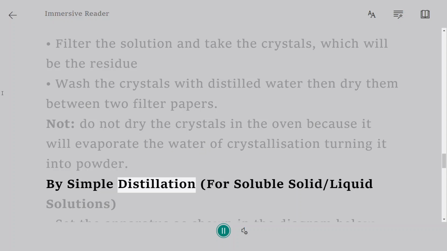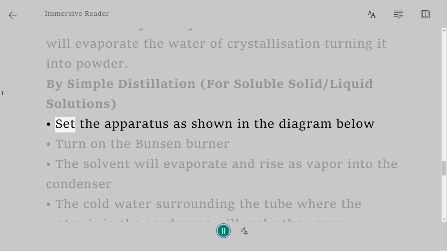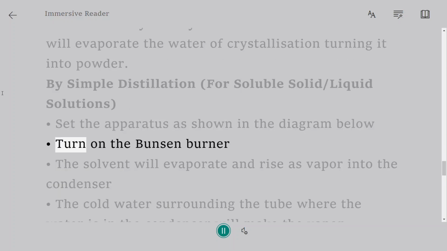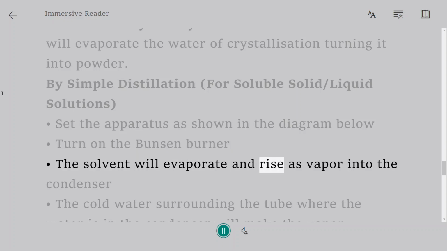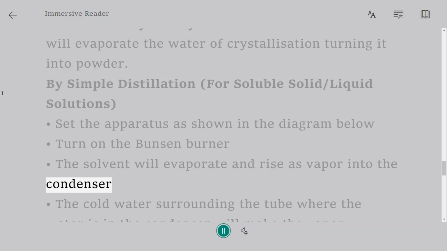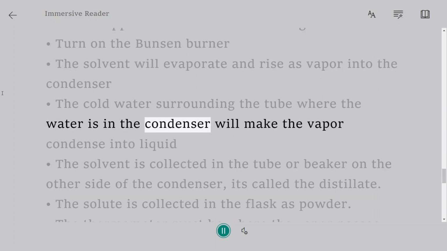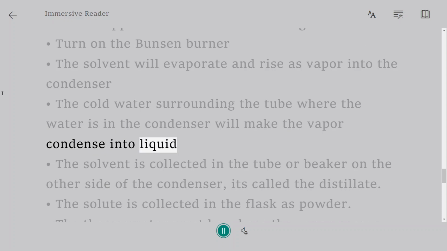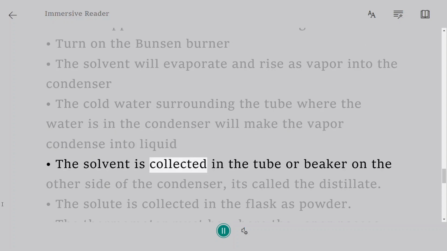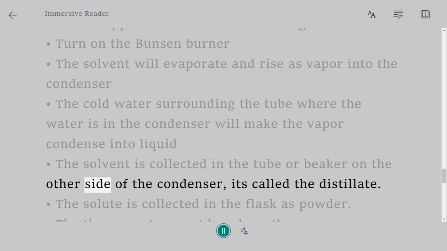By simple distillation, for soluble solid/liquid solutions. Set the apparatus as shown in the diagram below. Turn on the Bunsen burner. The solvent will evaporate and rise as vapor into the condenser. The cold water surrounding the tube where the water is in the condenser will make the vapor condense into liquid. The solvent is collected in the tube or beaker on the other side of the condenser.